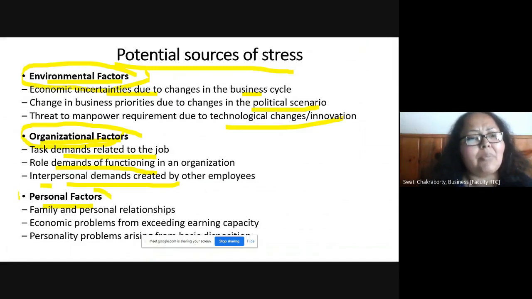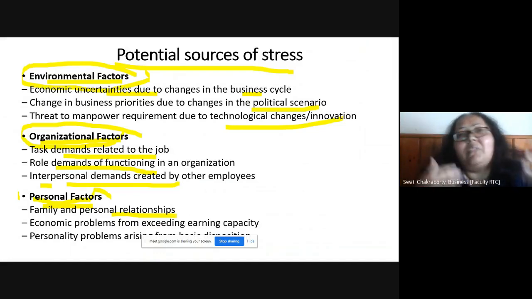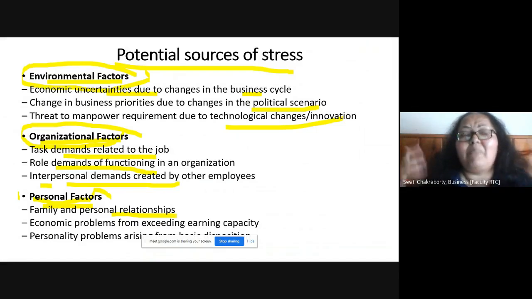Third comes the personal level, where we have our individual level. So family and personal relationships are there. We can have problems at a personal level, family issues, personal problems. That affects the work also. We are affected mentally, physically, and it affects our work also.